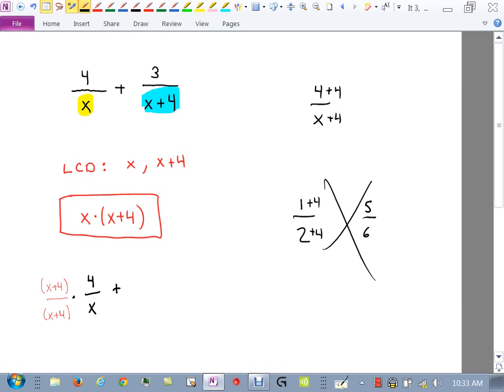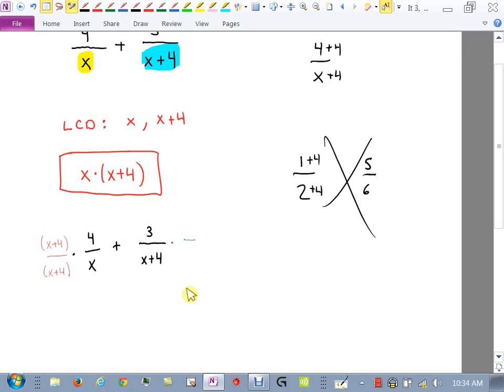Then I'm going to have plus. Then I have my other fraction, 3 over x plus 4. That's not an x. And what should I multiply that by on top and bottom so that my x plus 4 turns into this LCD here? So what am I missing? The x. So I'm going to multiply an x on top and bottom here. Do you all see that? Questions?